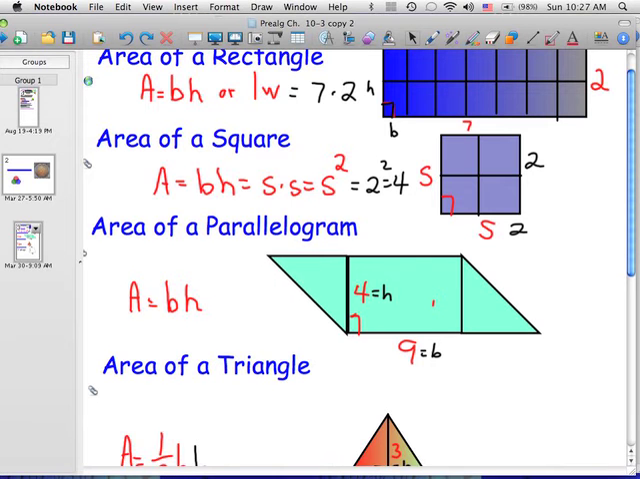So we still use the same formula that we do for a rectangle, base times height. So the area of this shape would be 4 times 9, or 36 square units. These are all square units, because we're counting how many squares are inside the shape.